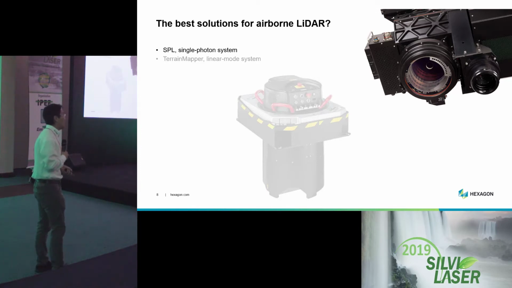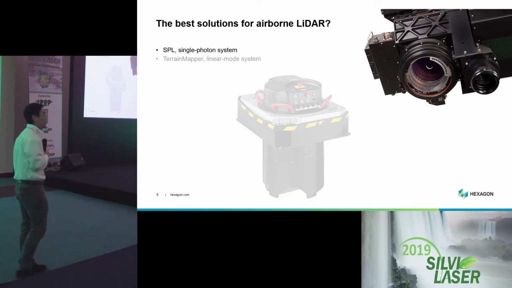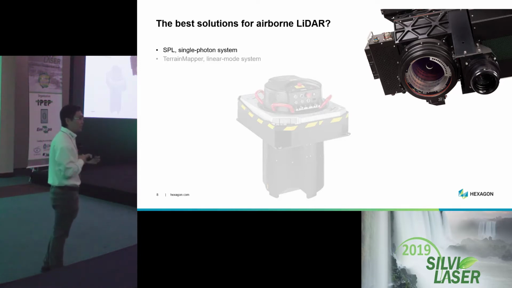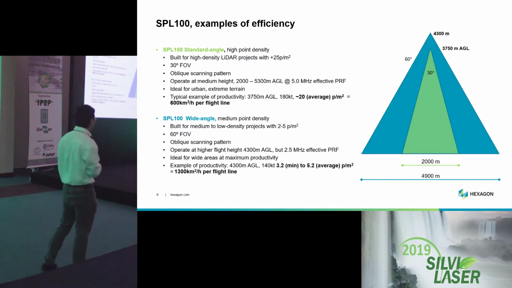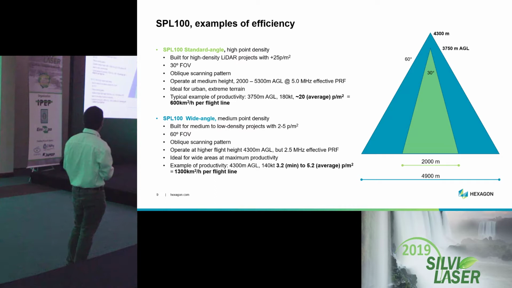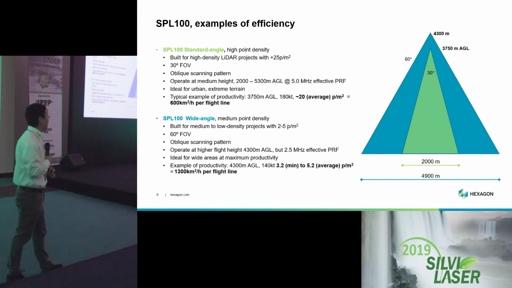They can use a little bit less point density, and for that we started with the 60 degree field of view. So we increase almost double the swath coverage and reduce from 10 to 20 points per square meter to 2 to 5 points per square meter. This slide shows a little bit more of this difference between the two approaches that we are promoting at the moment. In green we have the standard configuration, which is a high point density system, with more than 25 points per square meter.